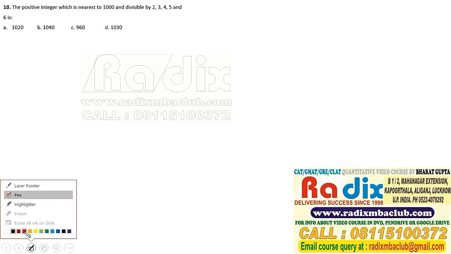Next question. The positive integer which is nearest to 1000 and divisible by 2, 3, 4, 5 and 6. That question is very important. See, we have to check divisibility by 2, 3, 4, 5 and 6. This number is not divisible by 4, so cancel this. This number is divisible by 2, 3, 4, 5 and 6. Okay, this is possible. 1040.